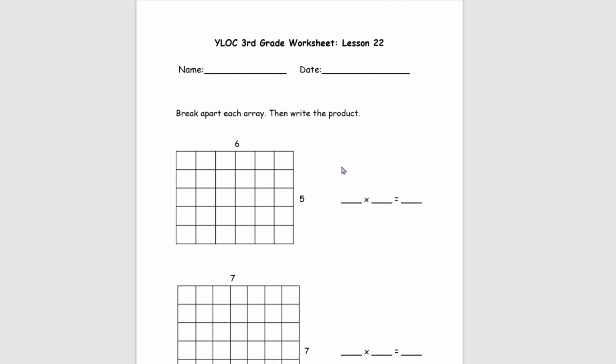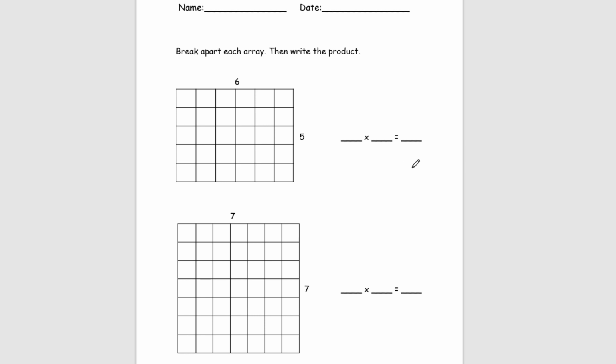And to start off, we're breaking apart the grids or the arrays, then we're writing the products. It's asking us to break apart each array, but since it already gives us the numbers right here, let's just ignore that because it's the faster way. We already know that the 6 right here means that there are 6 columns going down, and the 5 on the right means that there are 5 rows of 6 basically. And so what we can do is just simply plug in these numbers right here.